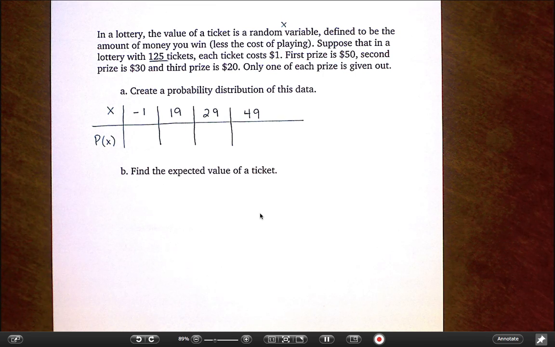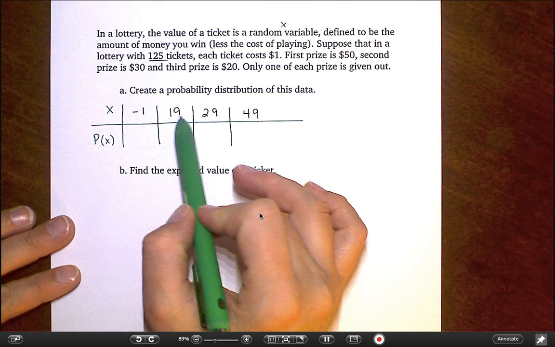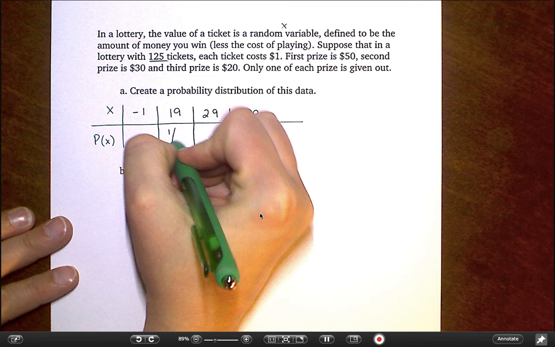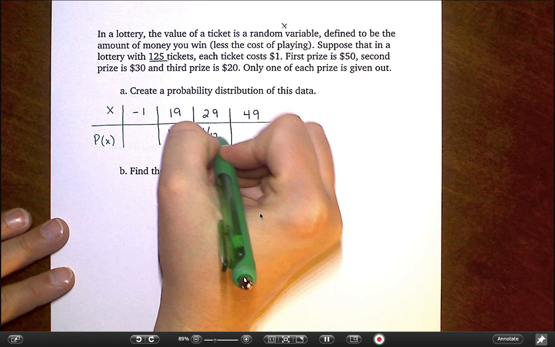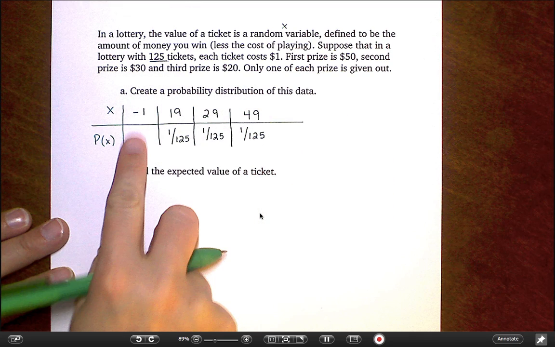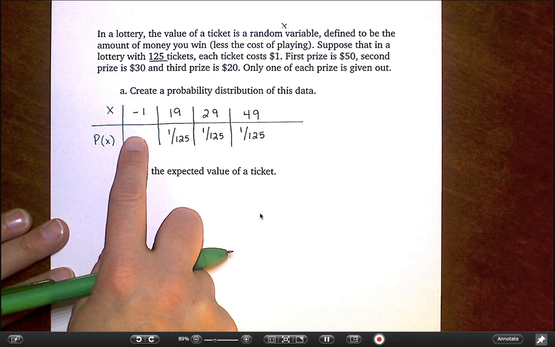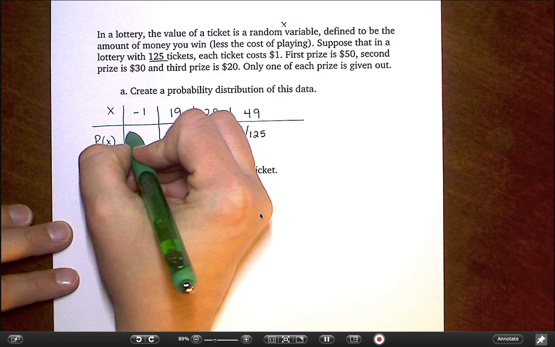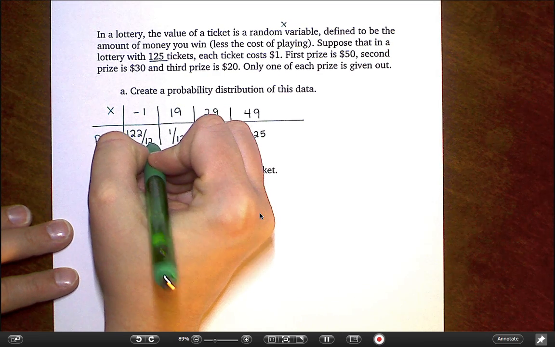So now what I want to know is, what is the probability of each of these outcomes? Well, it says that I'm only giving out one of each of these, and there's 125 tickets. So each of these would be 1 out of 125, and 1 out of 125, and 1 out of 125. So then we need to ask ourselves, what's the probability that this happens? Okay, and remember, this is you lose. This is you don't win anything. Okay, if there are 3 winners here, that means there's 122 people that don't win. So that's 122 out of 125.